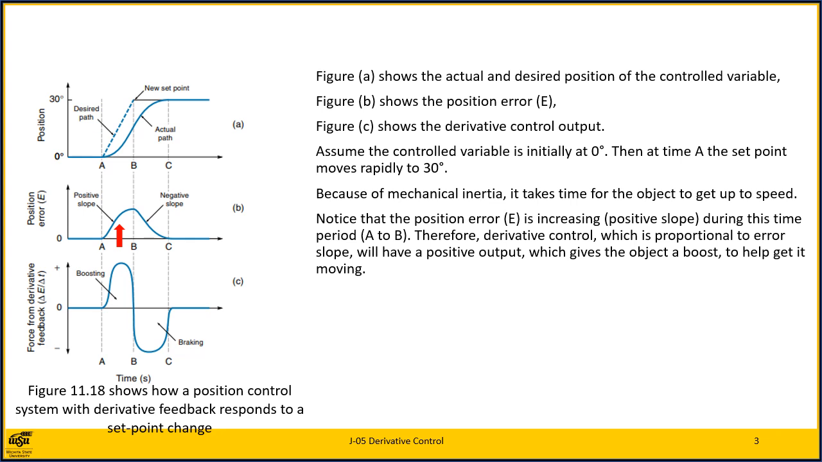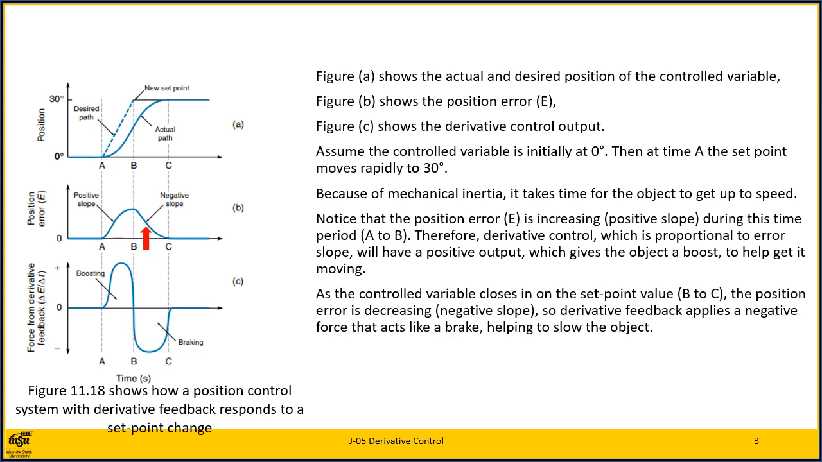Notice that the position error E is increasing. It's got a positive slope during this time period, A to B. Therefore, derivative control, which is proportional to error slope, will have a positive output, which gives the object a boost to help get it moving. As the control variable closes in on the set point, B to C, the position error is decreasing. That's a negative slope. So derivative feedback applies a negative force that acts like a brake, helping to slow the object.